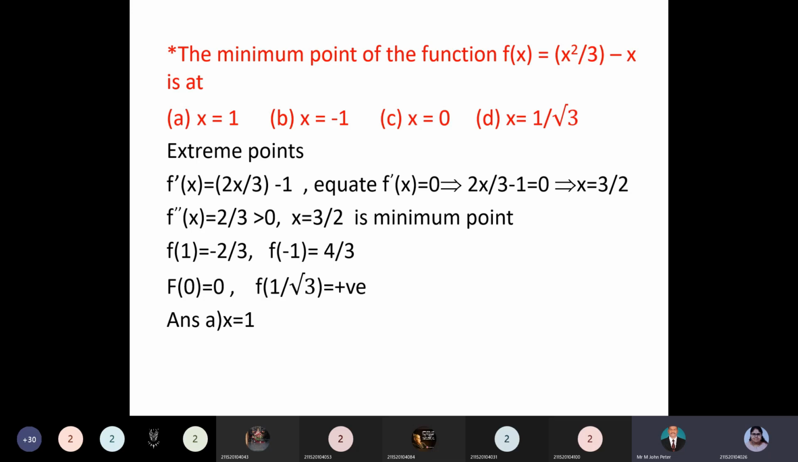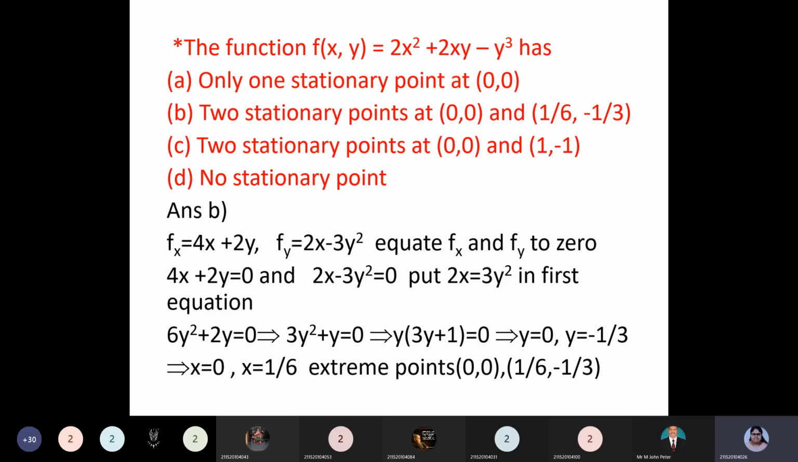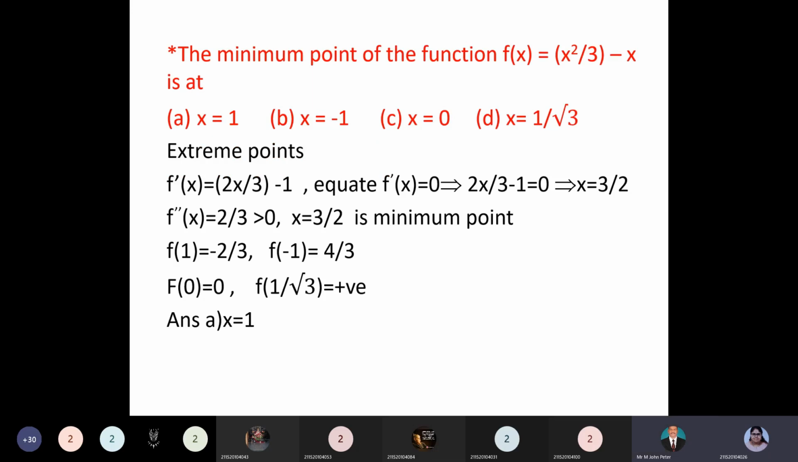Next, for f(−1), that is 1² by 3, which is plus 1/3, and minus x with x equal to −1 gives minus times minus, which is plus 1. So the value is 4/3. Next, for f(0), in both terms x is 0, so we get the value 0.